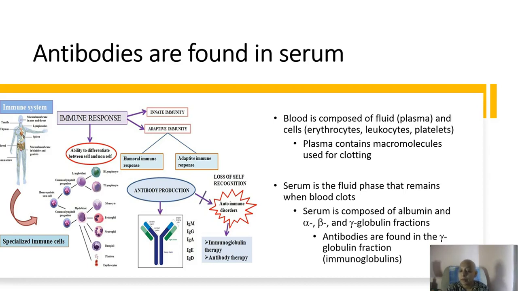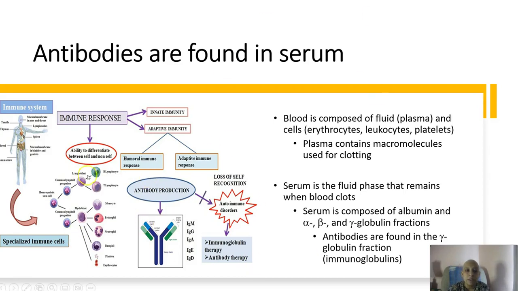Now the serum is the fluid phase that remains once you clot the blood and remove all that stuff. If you take a vial of blood and let it clot, you remove that portion, so it removes all the platelets, all the erythrocytes, a lot of that stuff. What's left behind are your albumin and alpha, beta, and gamma globulin fractions. The antibodies are found in your gamma globulin fraction. Those are your immunoglobulins, the ones that produce your antibodies.